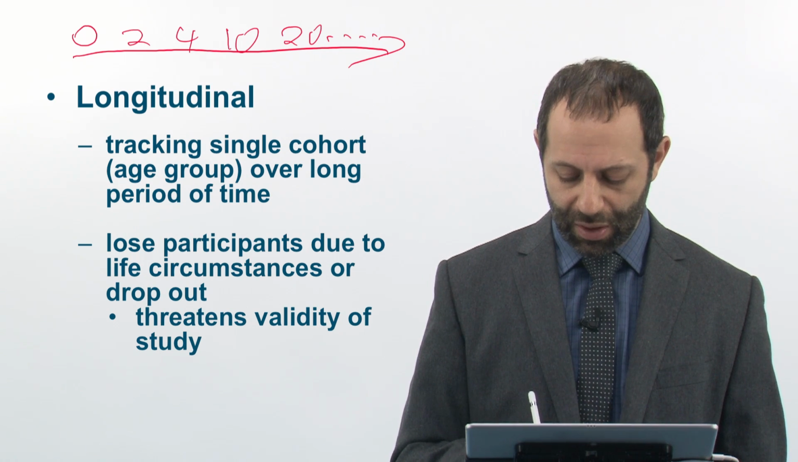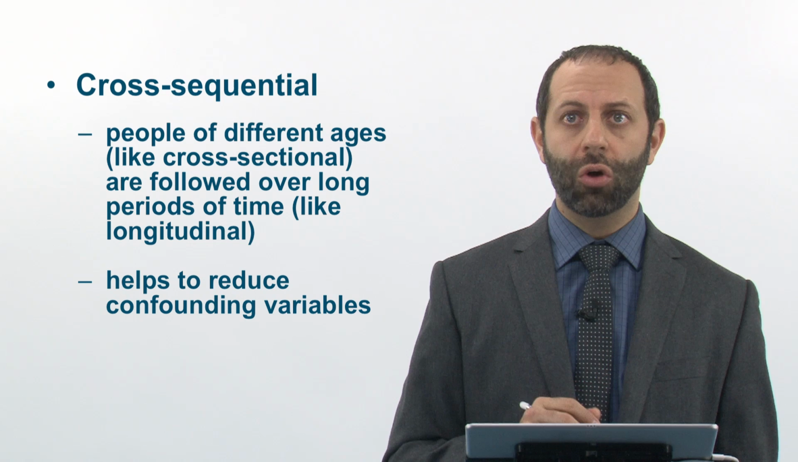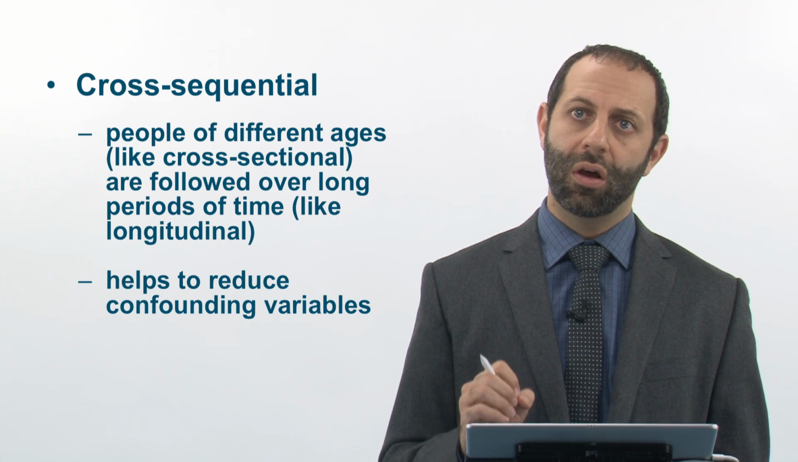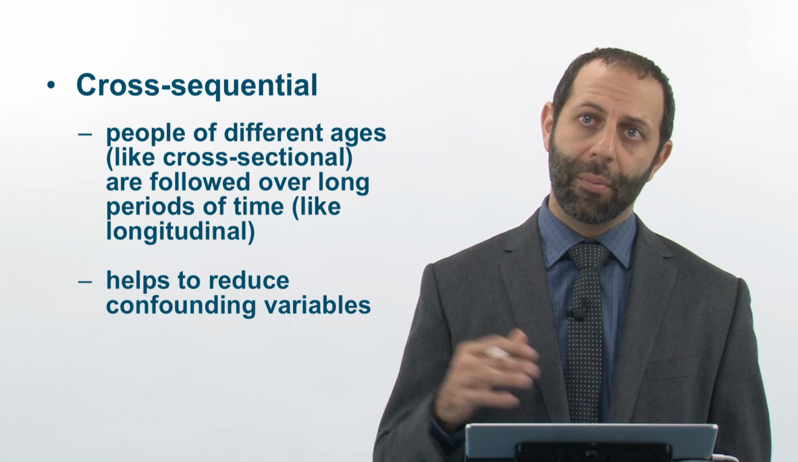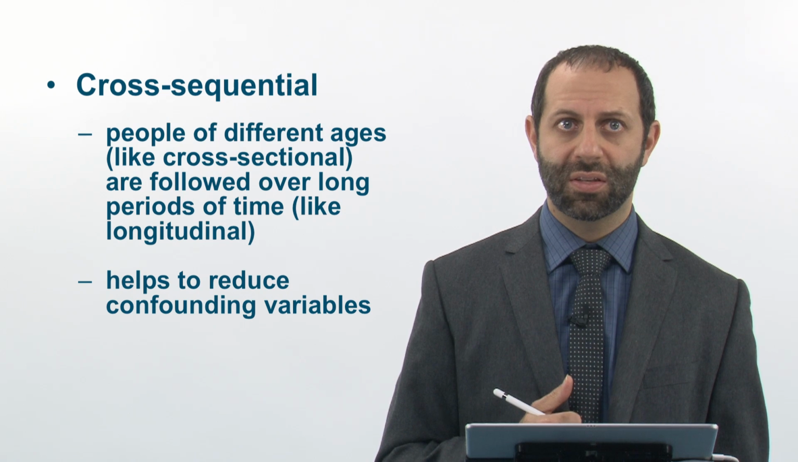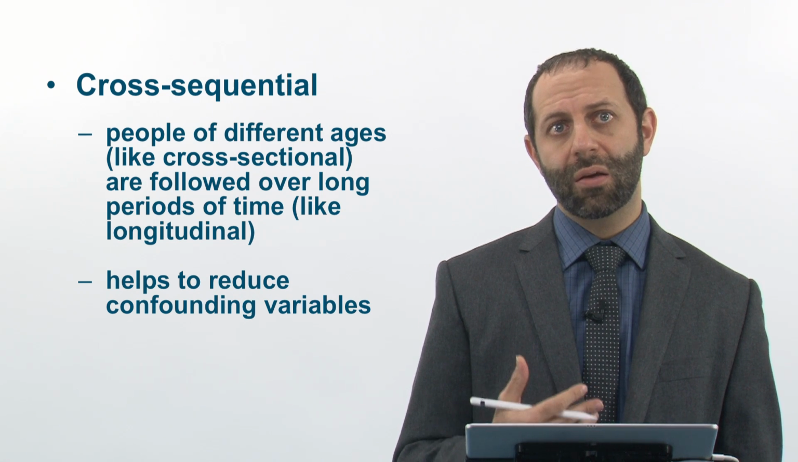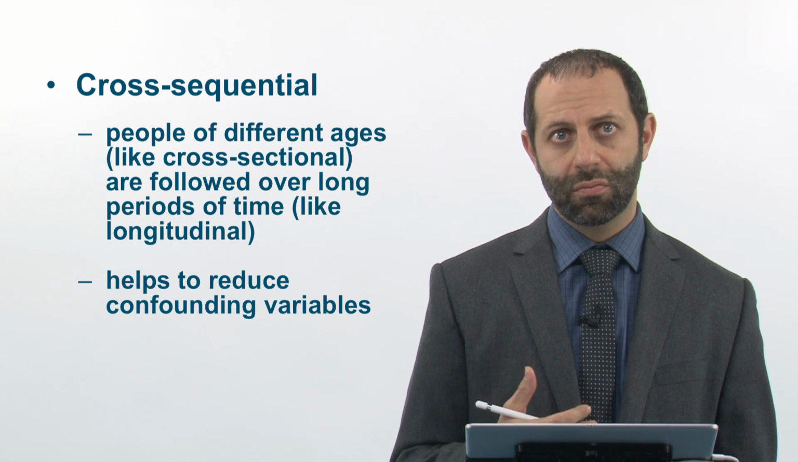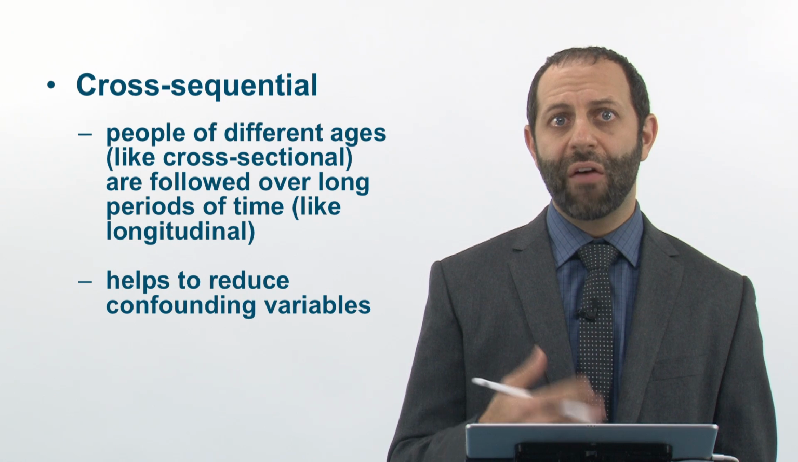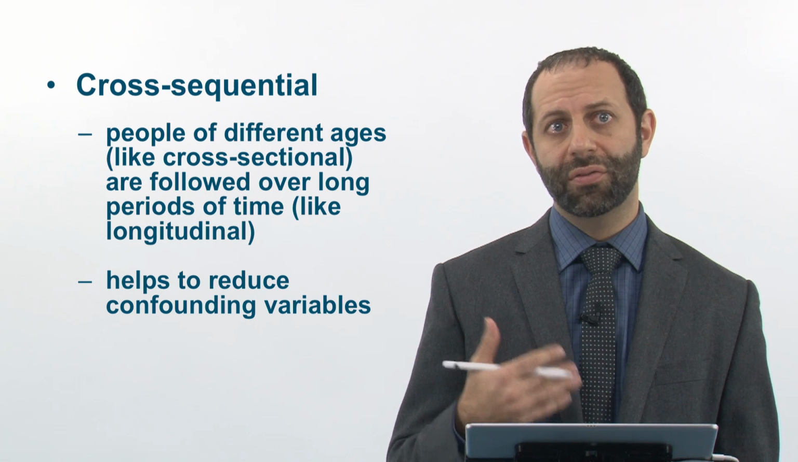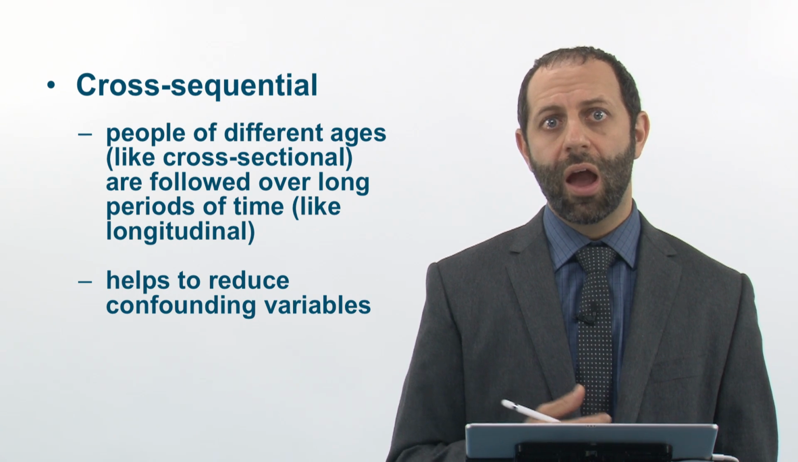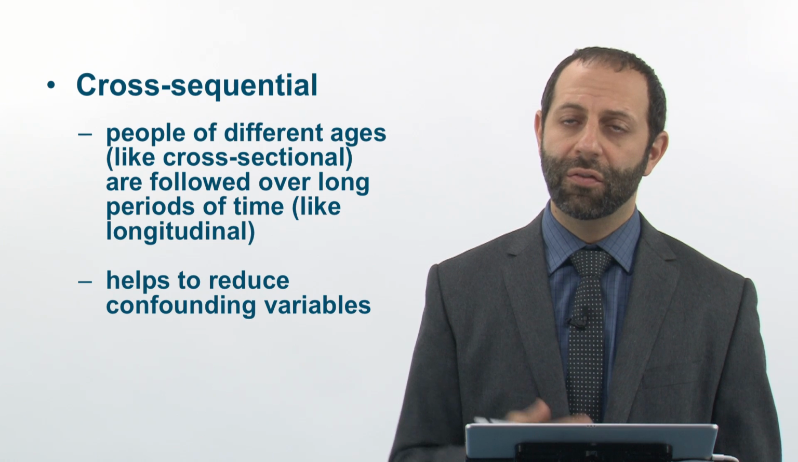Finally, the last method is what's called a cross-sequential approach. And that is a combination of the two previous methods we discussed. So this is when we take people of different ages, like cross-sectional, and we follow them over long periods of time, like longitudinal. And this helps to reduce confounding variables.